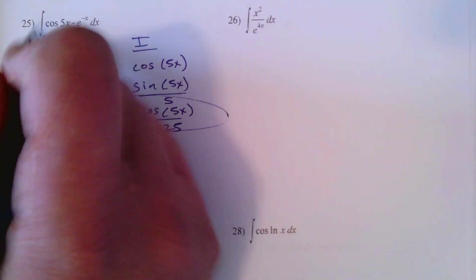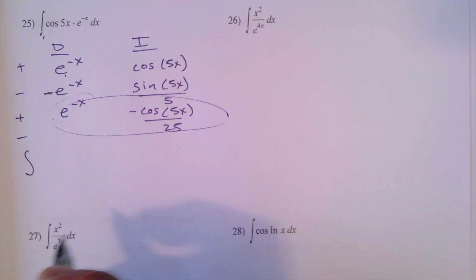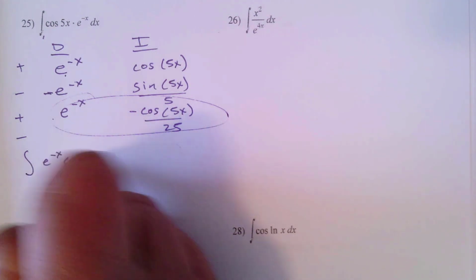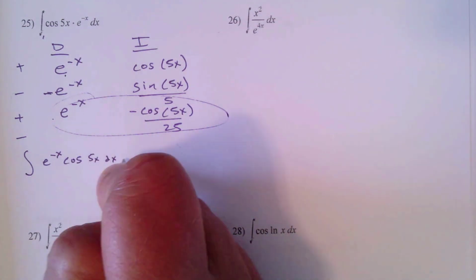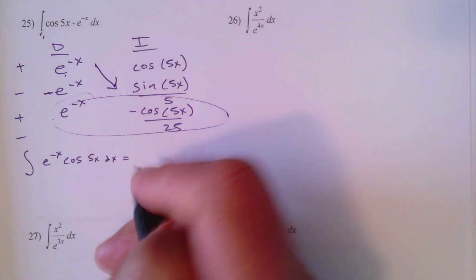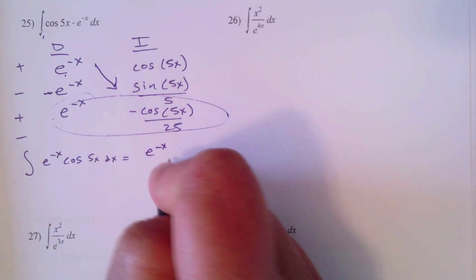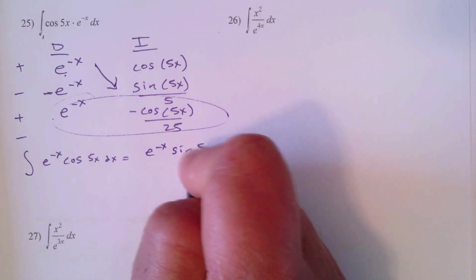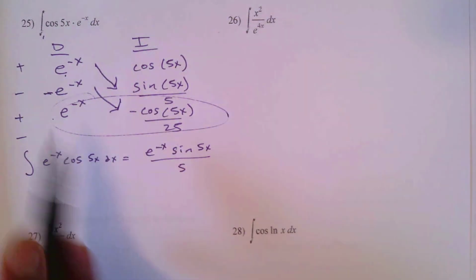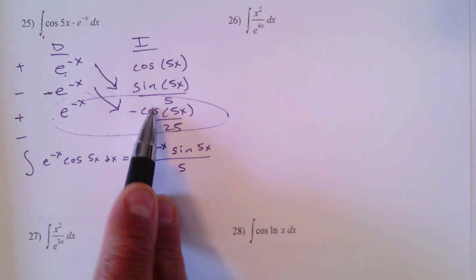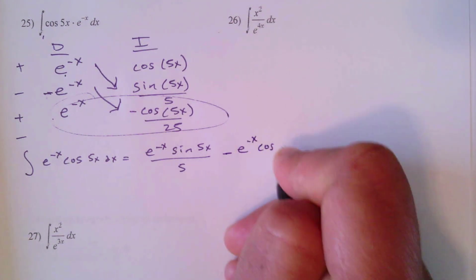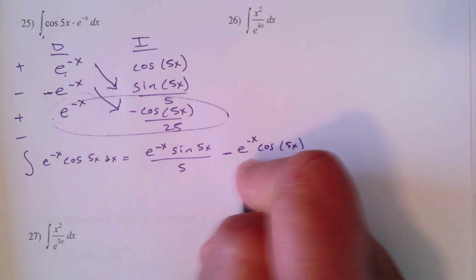So we have, let's just write out what our original integral was. Here's our original integral, and I'm going to put the e to negative x out in front. And we have cosine of 5x dx. And we're saying that that integral is equal to this product, u times v, which is e to the negative x sine of 5x over 5. And then we have this integral. A negative times negative makes it positive, but when we got another negative, so it's negative e to negative x cosine of 5x over 25.